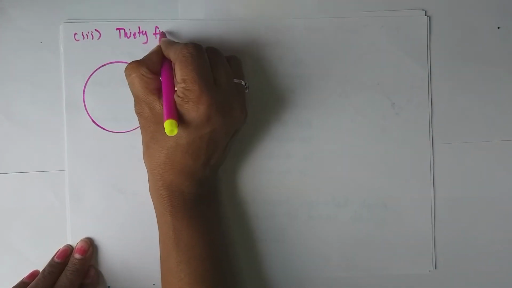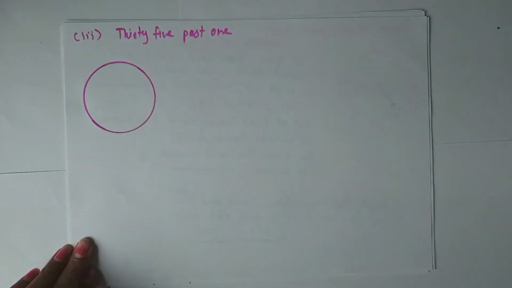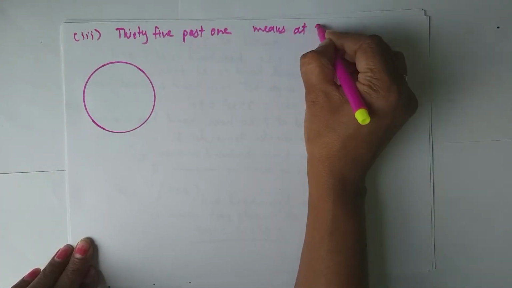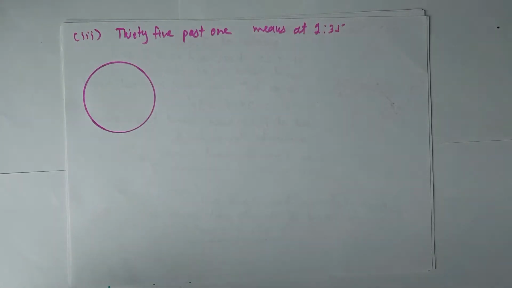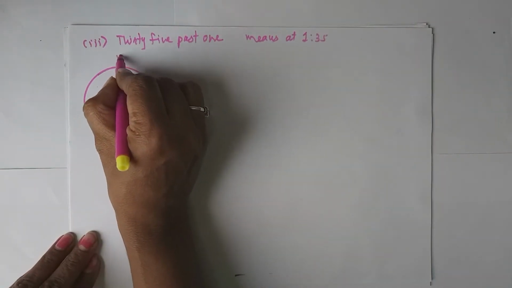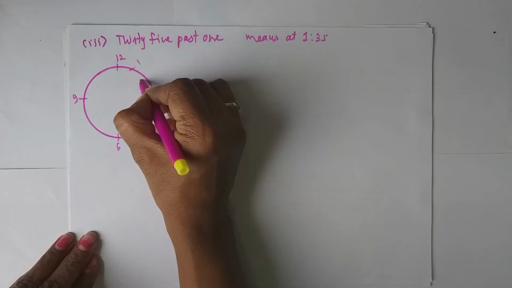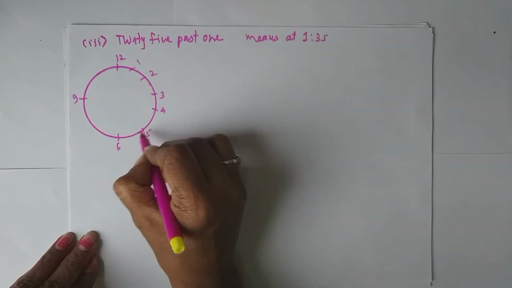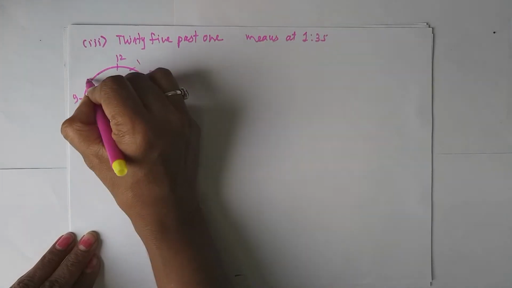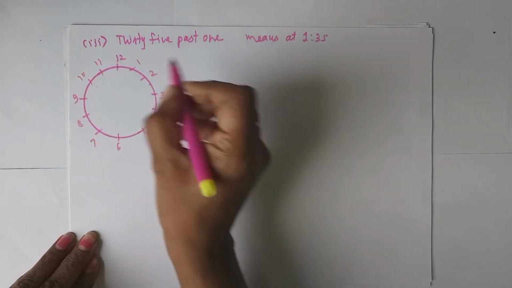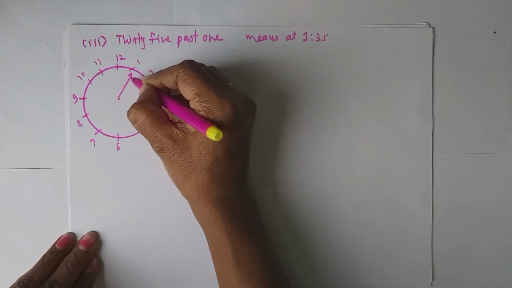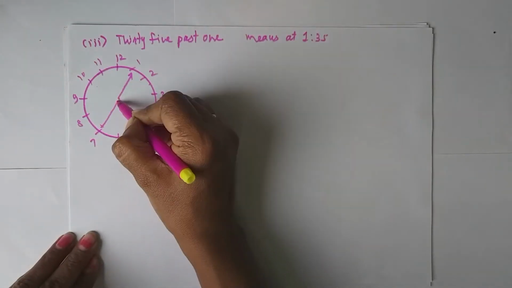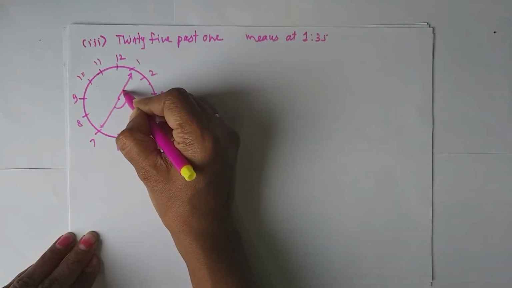Third problem is 35 past 1. 35 past 1 means at 1 hour and 35 minutes, that is at 1:35. Okay. Again you divide your clock into 12 equal parts. 1, 2, 3, 4, 5, 6, 7, 8. This is 9, 10 and 11. At 1:35 hour hand will be at 1. Okay. And minute hand will be at 7. Okay. And I have to find this angle.